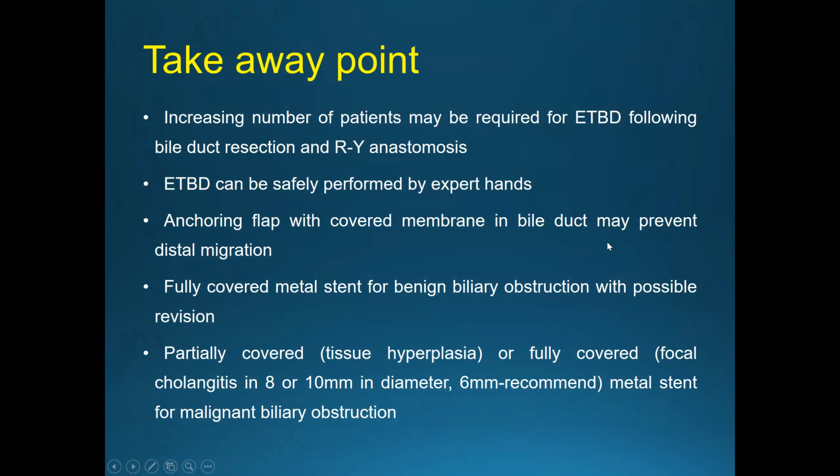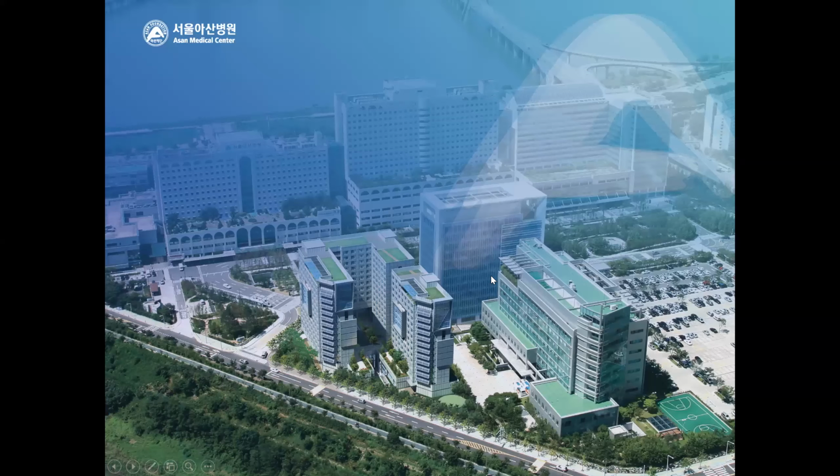ETBD can be safely performed by expert hands. An anchoring flap with a covered metastent in the bile duct may prevent migration. A recurrent metastent for benign biliary obstruction with possible revision may be okay. A partially covered stent may have tissue hyperplasia, or a fully covered one has focal cholangitis, and it is 8 or 10 mm in diameter. I think a 6 mm fully covered metastent is okay for malignant biliary obstruction. Thank you for your kind attention.